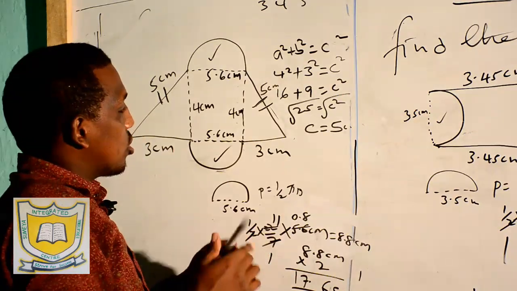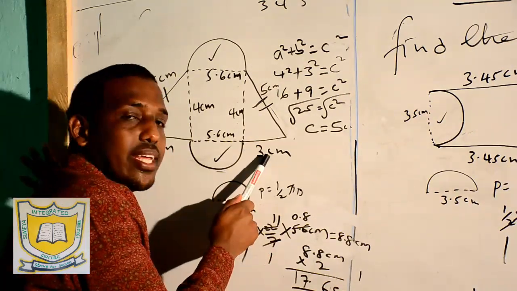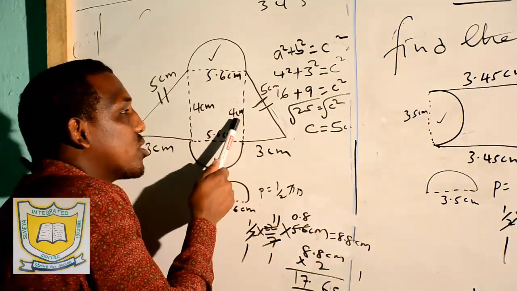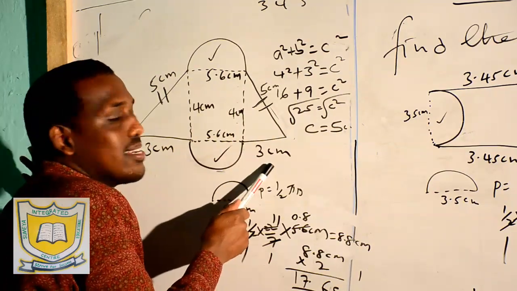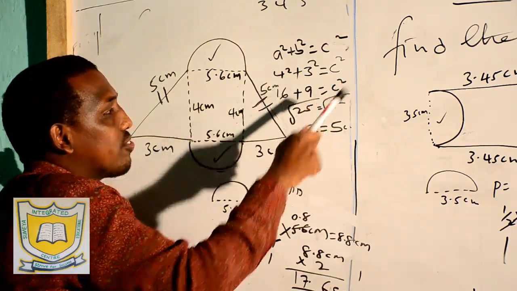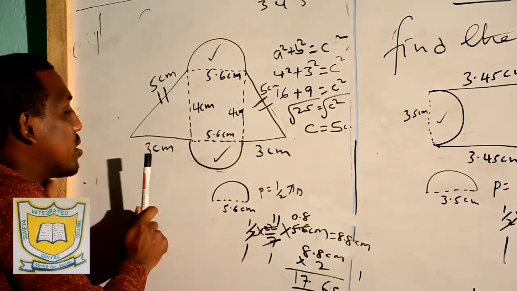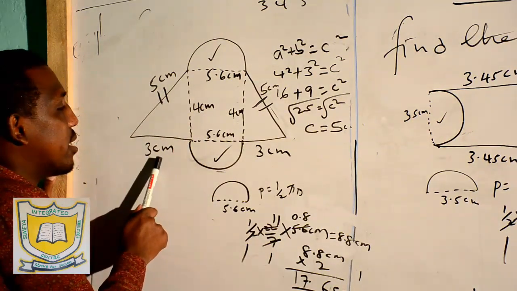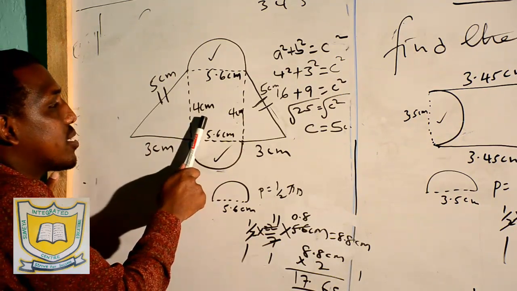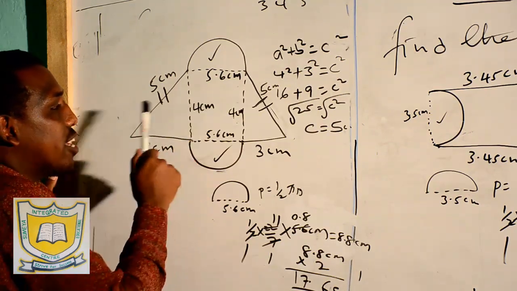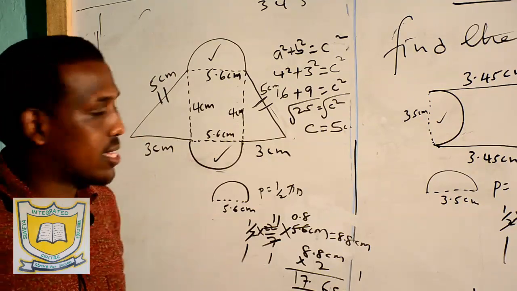So 3, in short form, you say 3 times 3, 9. 4 times 4, 16. 16 plus 9, 25. Square root of 25 is 5. That's how you get. The same applies to this one, they are same. The two shorter sides you add. 3 times 3, 9. 4 times 4, 16. 9 plus 16, 25. Square root 5. That's how we get that side.